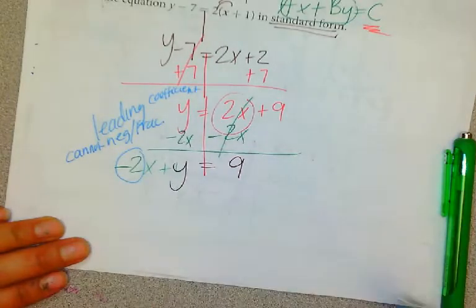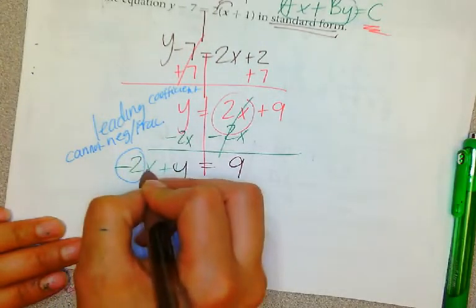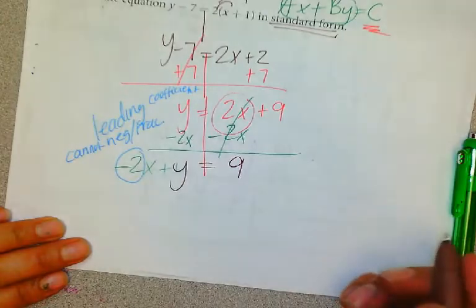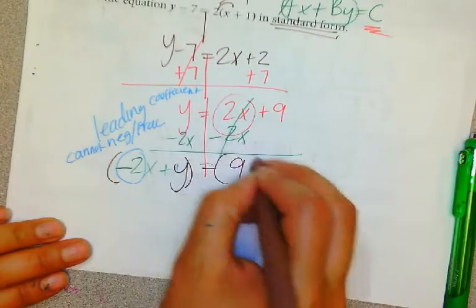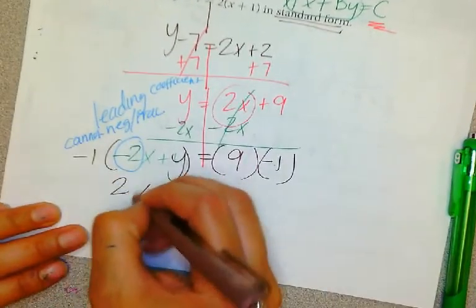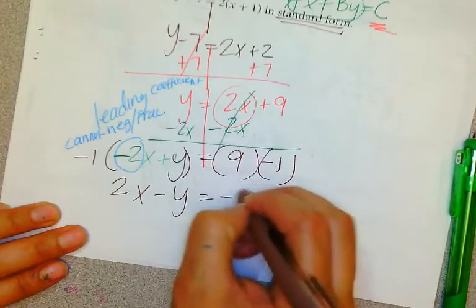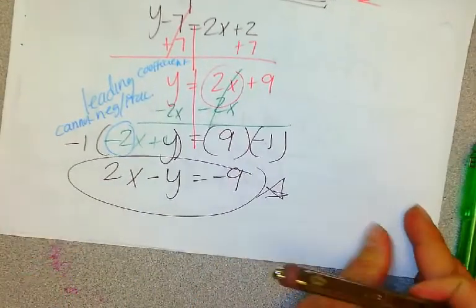So how do I get rid of this minus 2? Well, it'd be great if I could multiply this by a negative 1 or divide by a negative 1 and then make that a positive. But if I do that to one thing, I have to do it to all the terms. So I'm going to multiply every term by negative 1. And then I have my answer. This would be the standard form of that line.